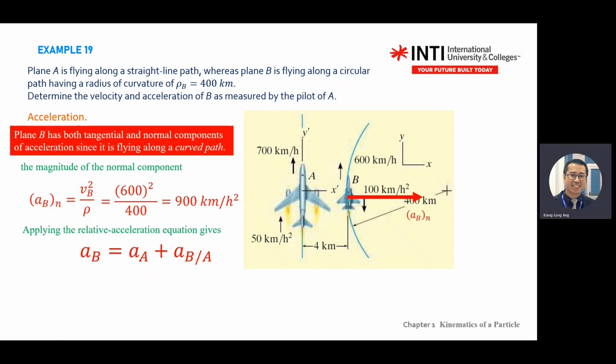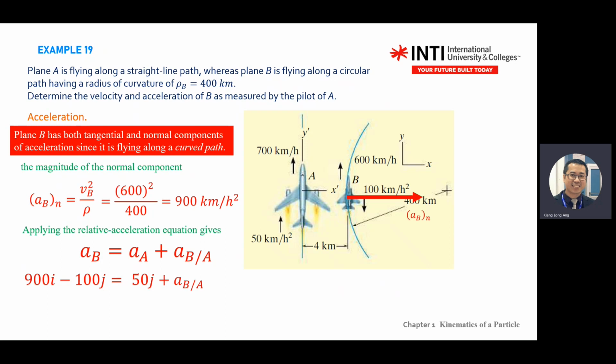Then you substitute back for acceleration: a_B equals a_A plus a_B/A. Substitute a_B: 900 minus 100. This one is what we found just now. Oh, sorry, from the diagram, this one is 100i, negative because it goes back. So 900i is what we found. Just to take note, when you see curvature, you need to find normal and tangent.